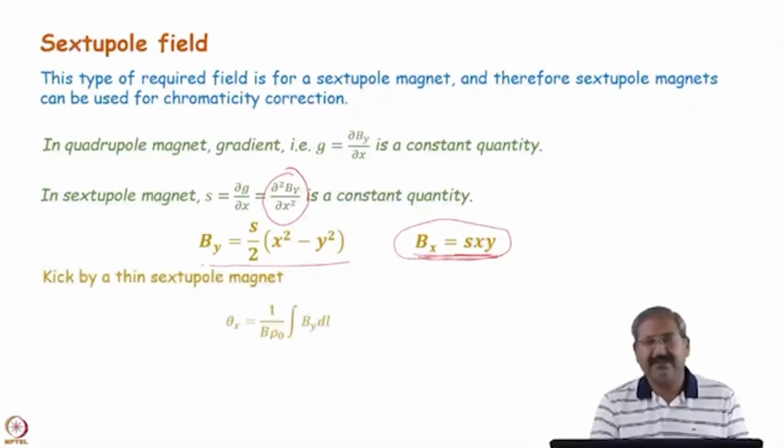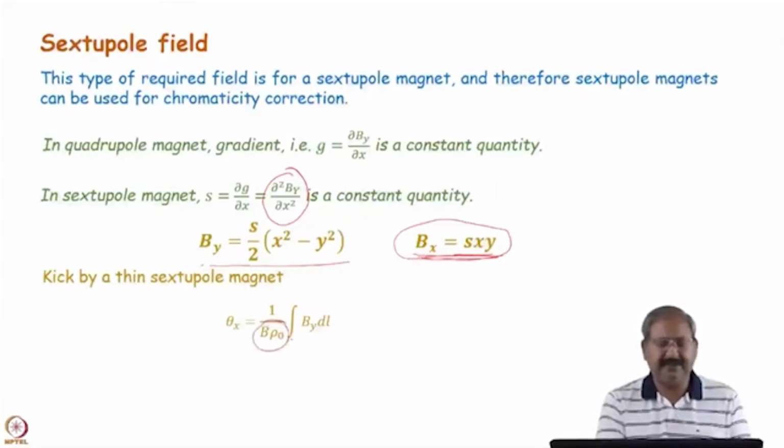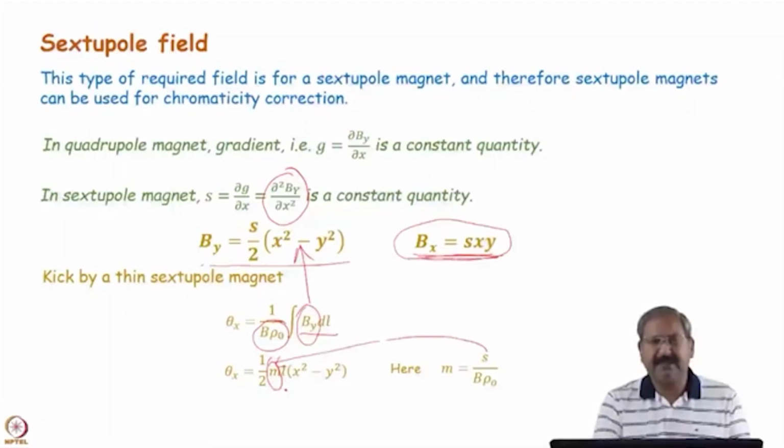Now we can calculate the kick of a sextupole also, as we calculated the kick due to the quadrupole. So again the same formulation will be used. Magnetic rigidity is here and By dr. This formulation for computing the kick has been used many times. Now in place of By we will put this value. So this will be ml x square minus y square. Here m will be s by b. So this will be half ml x square minus y square.